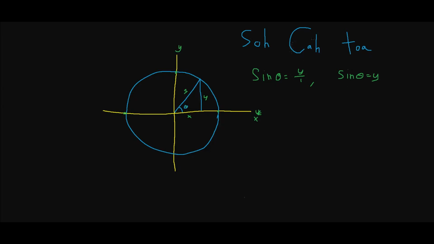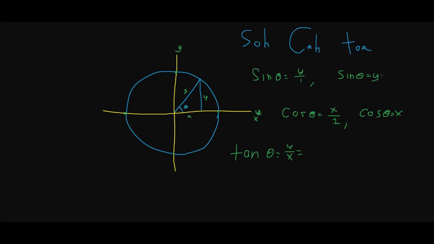Now, if I do the CAH part, we get cosine of an angle is adjacent over hypotenuse. Well, the adjacent side is x, and the hypotenuse is 1. So we get cosine of this angle is equal to x. And I'll tell you what that means in a moment. Last but not least, we get tangent of this angle, which is opposite over adjacent. So we get y over x.